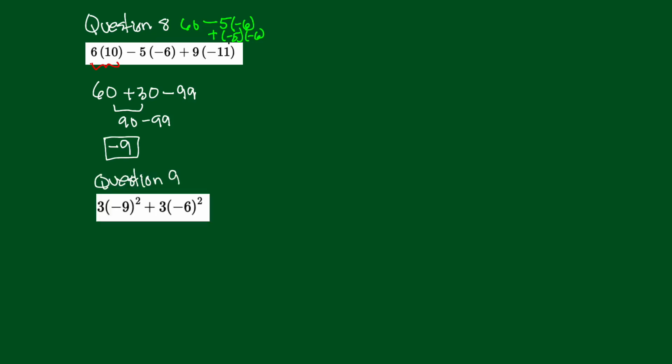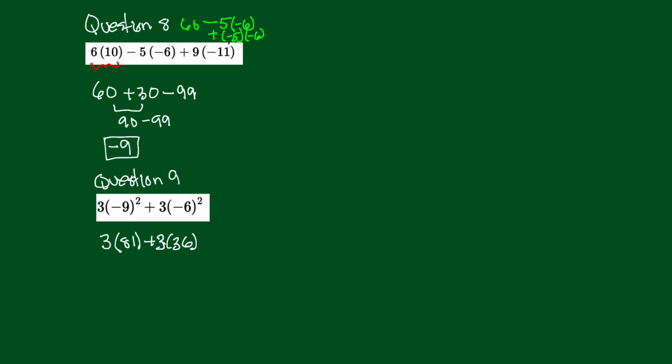Question number 9, we've got a multiplication, an addition, a multiplication, and 2 powers. Let's take care of the powers first. So I'm going to rewrite the whole expression. 3 times, now, negative 9 squared. Negative 9 squared. Negative 9 times negative 9 is positive 81. And then plus 3 times, all right, negative 6 squared. Negative 6 squared, negative 6 times negative 6 is positive 36.